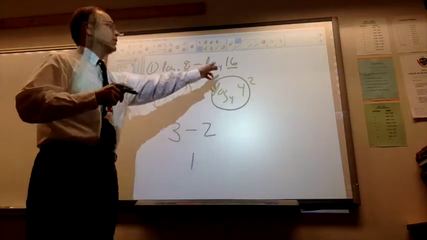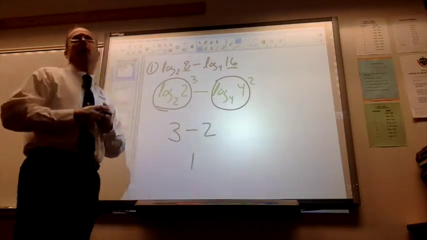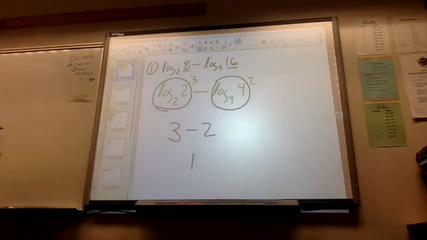If these were the exact same base, yes. But I like your thinking, but just make sure it's the same base if you do it as a fraction. Any questions on number 1? Everyone feel you're going to get number 1, like that kind of problem, correct on the test?